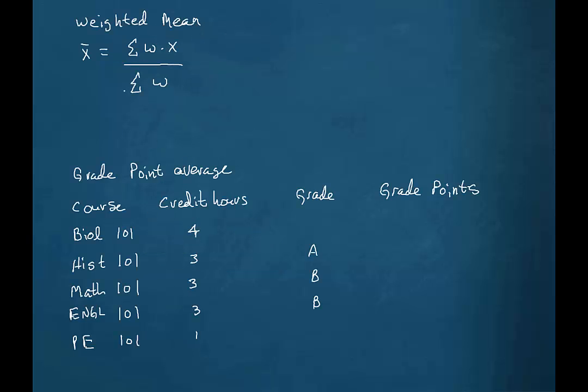So this is the notion of what's called a weighted mean, when some values contribute more to the mean of a data set than others do. And the formula for this is the sum of the products of the weights and the data values divided by the sum of the weights.